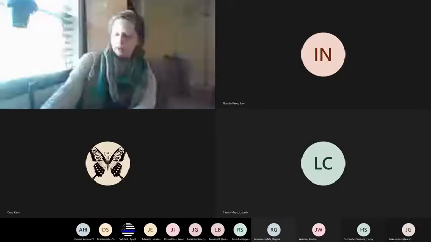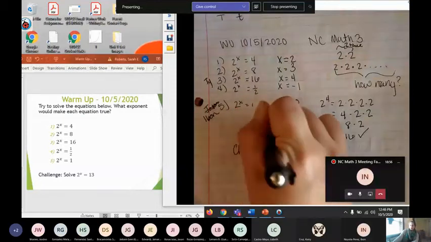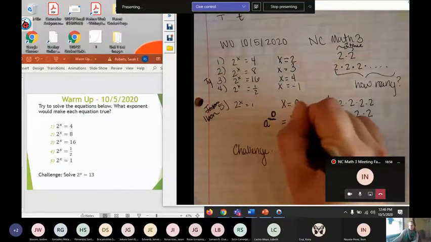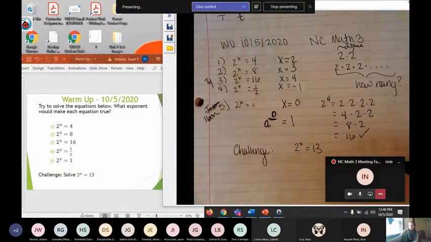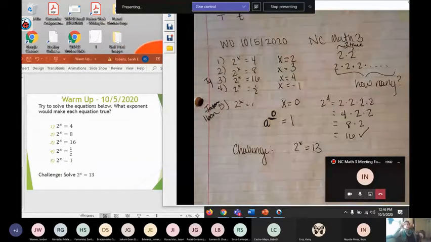The challenge was to solve 2^x equals 13 for x. Does anybody have that solution? Okay, if you do not understand that one, every single person should understand it at the end of class today.